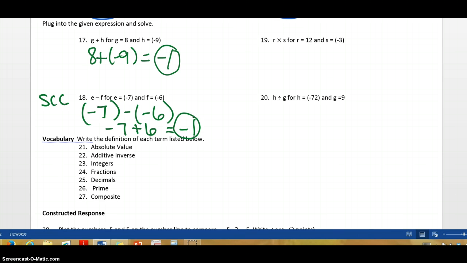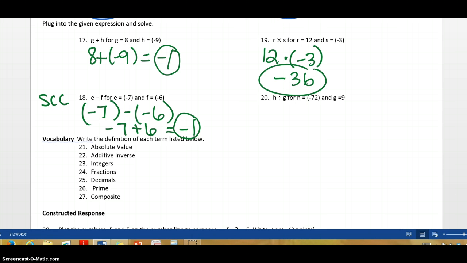Now number 19, we are multiplying. So we have our r to be 12 times our s to be negative 3. Now again, this is just testing to see if we know our rules, which we just used in the prior section. We see that our two numbers have different signs, so our answer is going to be negative. And 12 times 3 is 36, so our answer is just a negative 36.